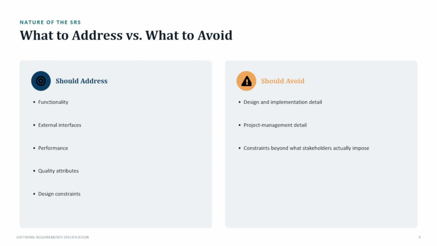Then constraints beyond what stakeholders actually impose. For example, they have given $2 million and you think you have to make it with $1 million, or that this should work in this system or that system. Those things shouldn't be there. We have to resolve them, but they shouldn't be there in an SRS.